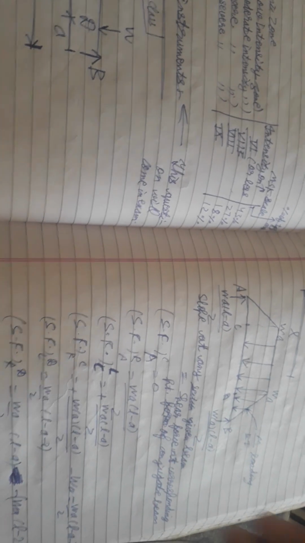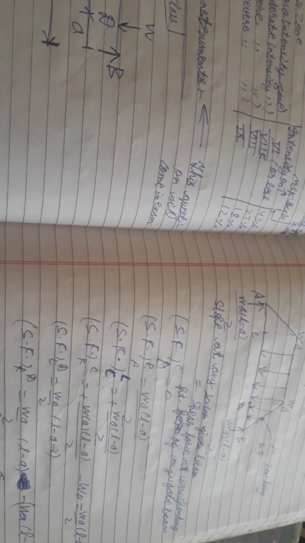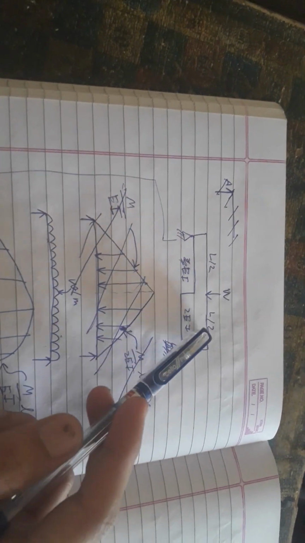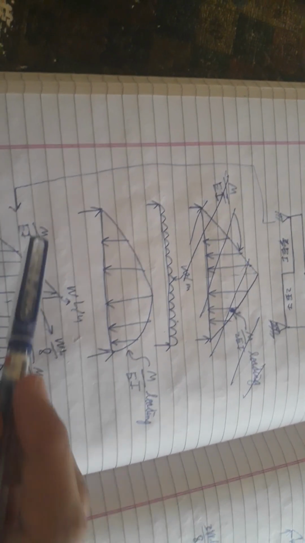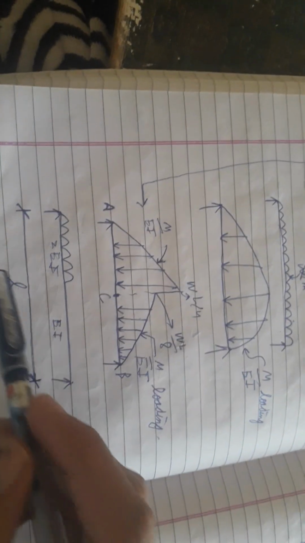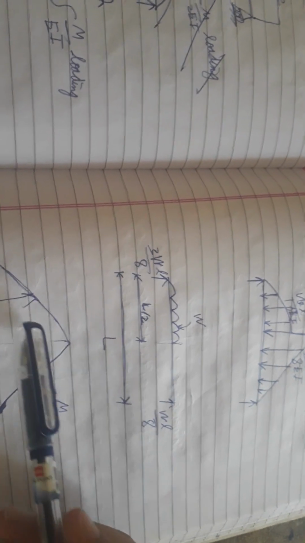Here the weight is towards here. See here, this is EI, this is 2EI, this is L by 2, this is L by 2, this is W per unit meter, this is M by EI loading. Then this is M by EI, this is WL by 4, this is WL by 8. Then this is M by EI loading, this is 2EI, this is EI, this is L, this is 2EI, this is EI, this is L, this is WL square by 16EI, this is WL square by 8EI, this is 3WL by 8, this is WL by 8, this is L by 2, this is L, this is M by EI, this is M by 2EI.